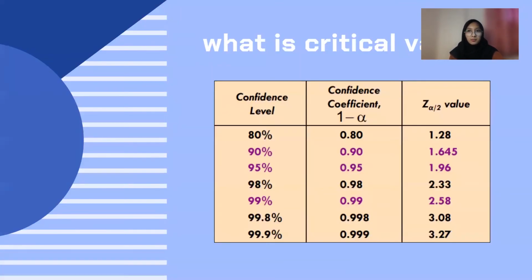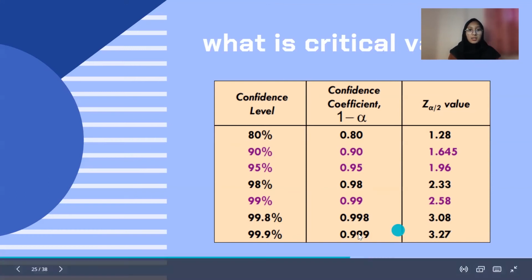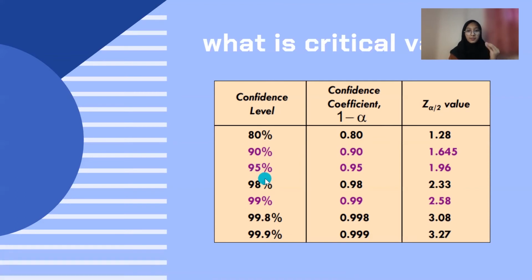And what is the critical value? The critical value is a stable value based on the sampling distribution of the point estimate and the desired confidence level. For example, you use a confidence level of 95%. 95% is the same as 0.95, and that's the confidence coefficient.